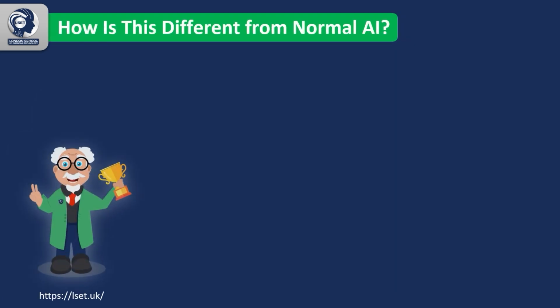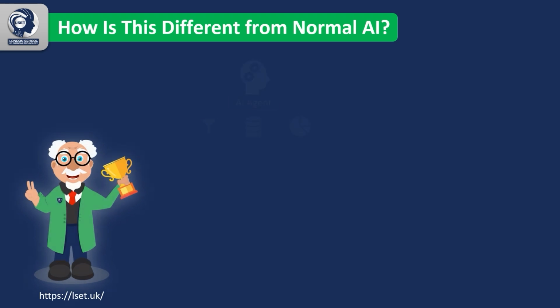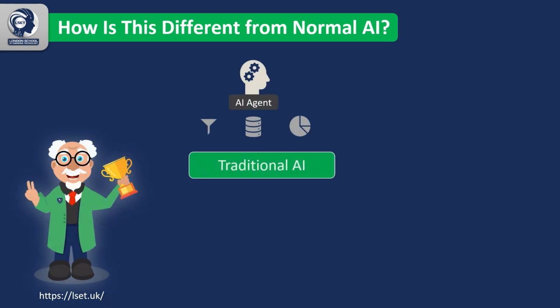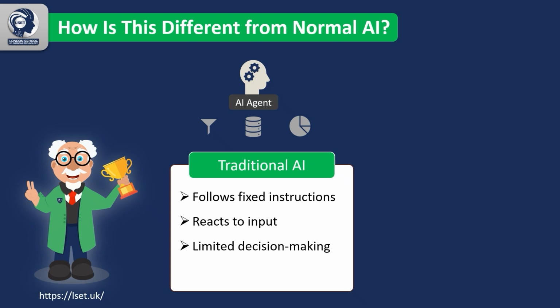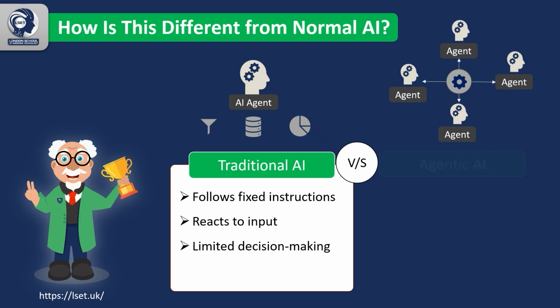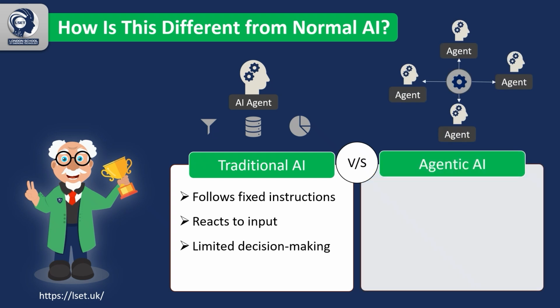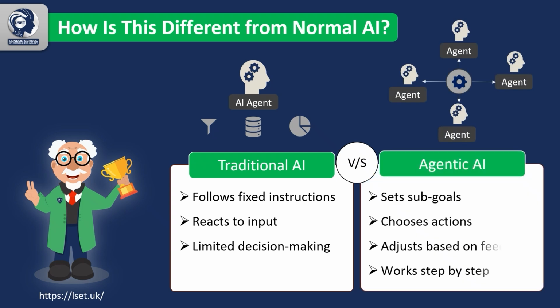Let us now look at how agentic AI is different from traditional AI. Traditional AI usually follows fixed instructions. It reacts to input and has limited decision-making ability. Agentic AI works differently. Instead of only reacting, it can set sub-goals, choose actions, and adjust its behavior based on feedback. It works step by step towards a goal, deciding what to do next rather than waiting for instructions. This shift from reacting to deciding is what makes agentic AI more flexible and powerful.